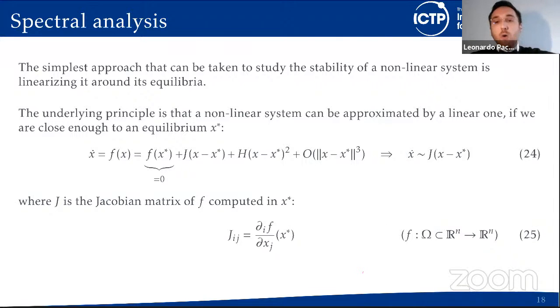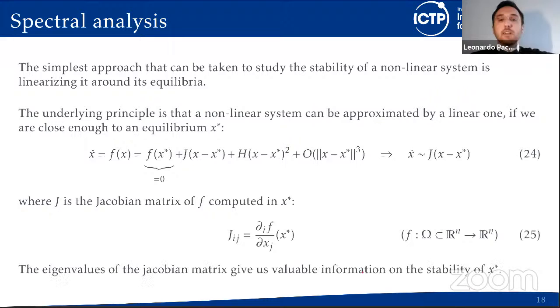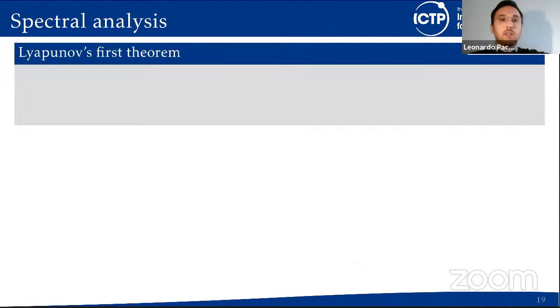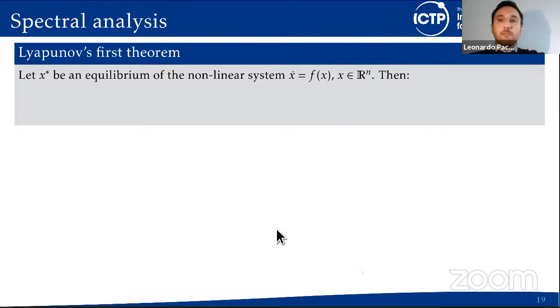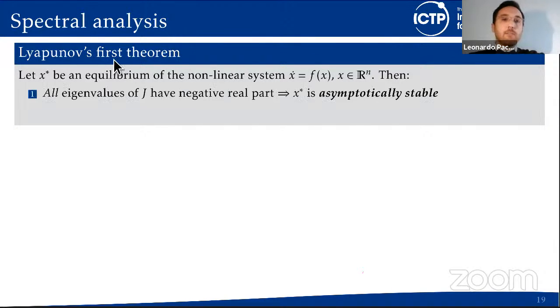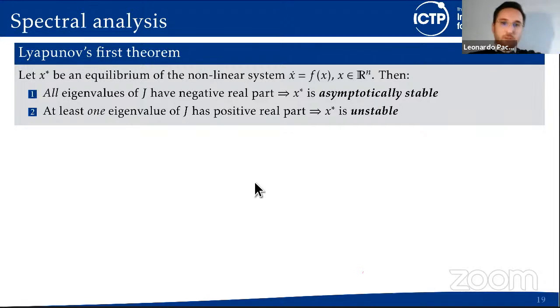Basically, this approach works by studying the eigenvalues of this matrix, because if we know this matrix, then its eigenvalues can give us some information about the stability of the equilibrium. In particular, what we can use in this case is the so-called Liapunov's first theorem, which basically states the following. If, again, we have a generic nonlinear system and x star is an equilibrium, then if all the eigenvalues of this Jacobian matrix have negative real part, the equilibrium is asymptotically stable. On the other hand, if at least one of them has a positive real part, then the equilibrium is unstable.